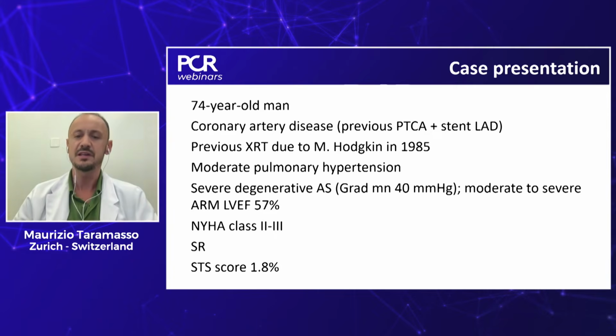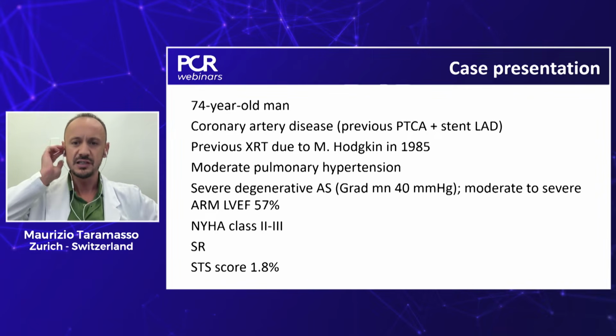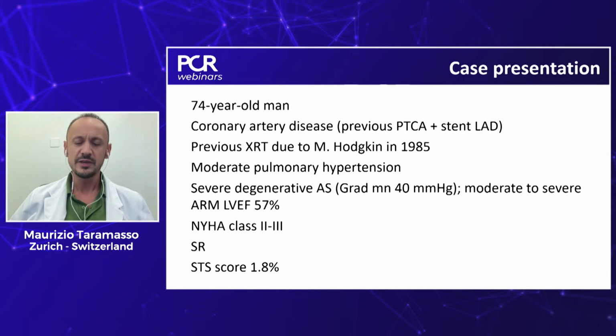So this is something that obviously speaks in favor of TAVI. The patient came to our attention with a severe tricuspid degenerative aortic stenosis and also associated moderate to severe aortic regurgitation with a preserved ejection fraction and moderate pulmonary hypertension. And looking at the STS score, you see that this would qualify for a low risk profile. Next slide.